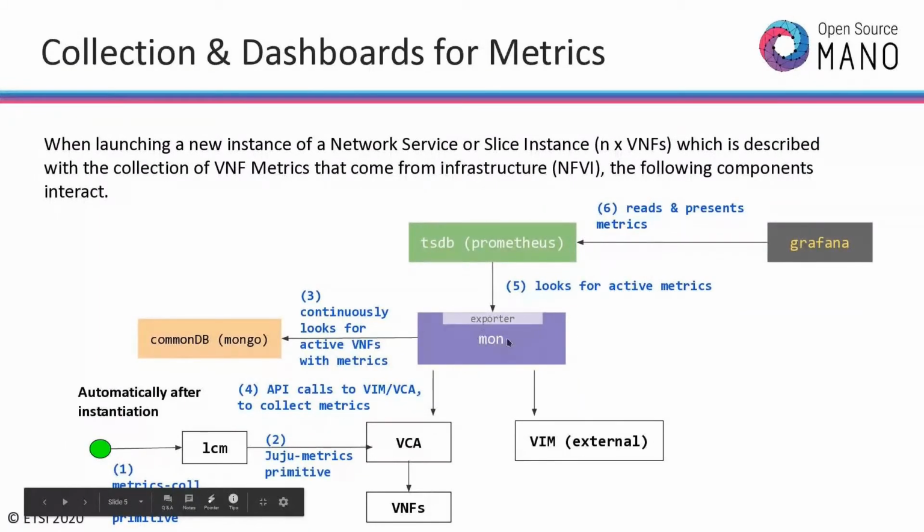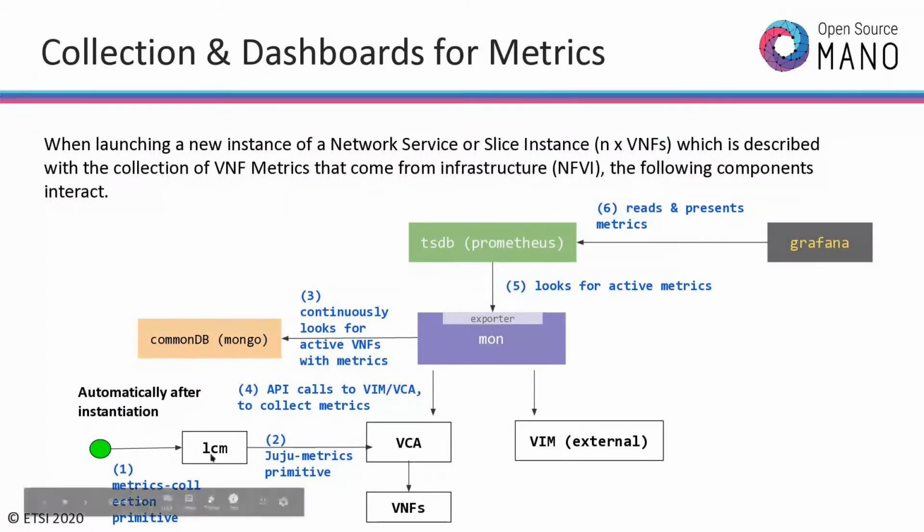The LCM is the module that is the lifecycle manager, and it sends the primitive to the VCA, that is the controller for your VNFs, and it arrives to the VNF, so we can collect all the metrics through MON. MON works as an exporter for Prometheus. Prometheus connects to MON and gets all the metrics through MON. And MON is continuously looking for active VNFs connecting to the database. And then you can connect Grafana to Prometheus.